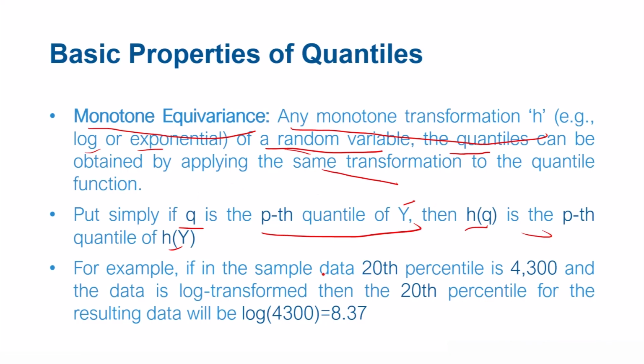Let's take an example of log. Suppose in a sample data, the 20th percentile is 4300 in a given distribution of y. Y is so distributed that 4300 is the 20th percentile. And if I transform the data in a logarithmic form, then for the transformed data, the 20th percentile would be log of 4300, which is 8.37. So this is the monotone equivariance property of quantiles.